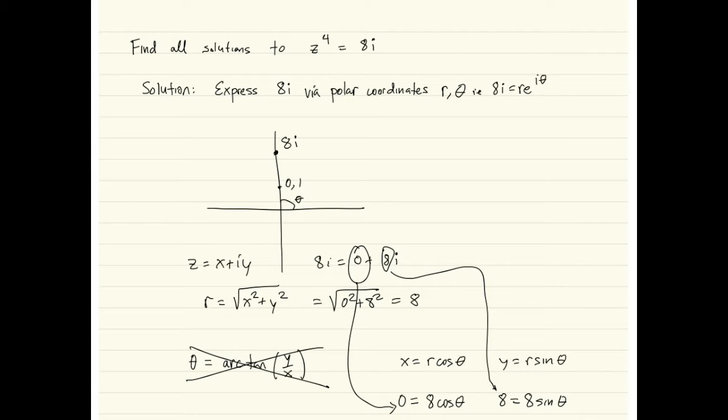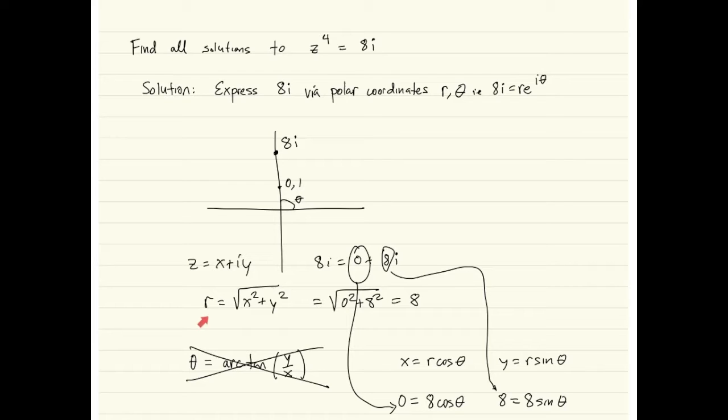Okay, this example about complex numbers is to find all solutions in the complex numbers to z to the fourth is equal to 8i. So the solution is to express 8i via polar coordinates. In other words, 8i is equal to r e to the i theta. We saw last time that every complex number can be expressed in this form, r e to the i theta. And so for this complex number 8i, we have to figure out what r is and what theta is.